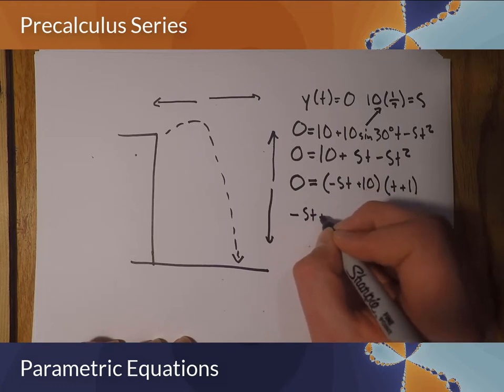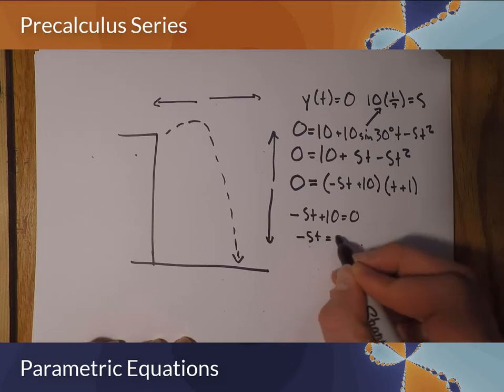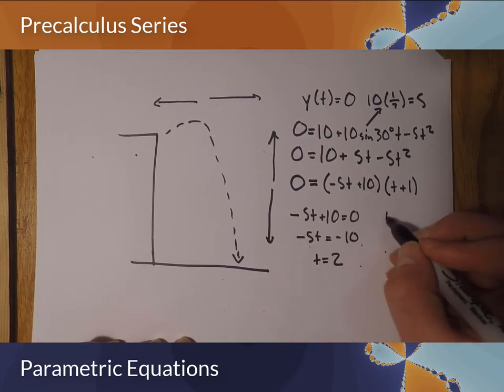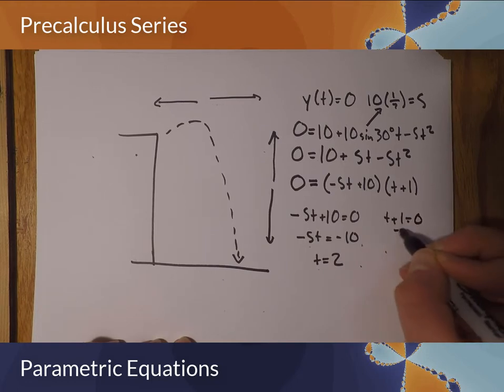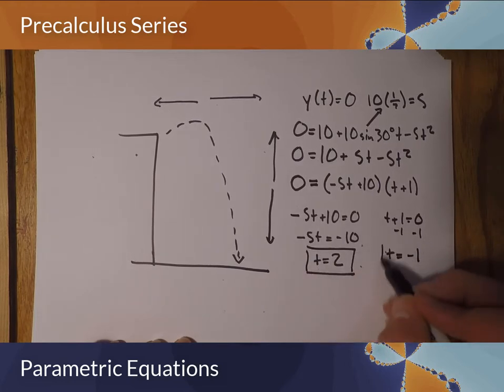So negative 5t plus 10 equals 0. Negative 5t equals negative 10. So t equals 2. And then just t plus 1 equals 0. So then subtract 1 from both sides. Boom, you get t equals negative 1. So these are your two possible times.